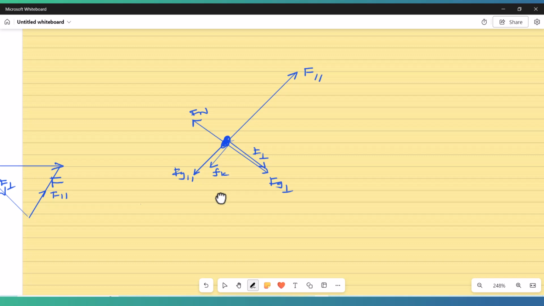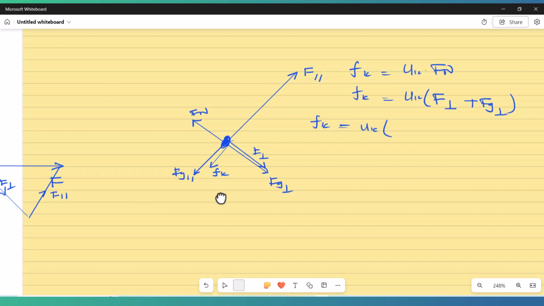Now the frictional force is given by the coefficient times the normal force. But in this case, our normal force, as you can see, is exactly opposite F perpendicular and FG perpendicular. So we're going to say the coefficient, open brackets, the perpendicular force, then plus FG perpendicular. Now, so we're going to say that our frictional force Fk. The coefficient was given to us, but we're going to put it in later, no problem. Let us find F perpendicular.